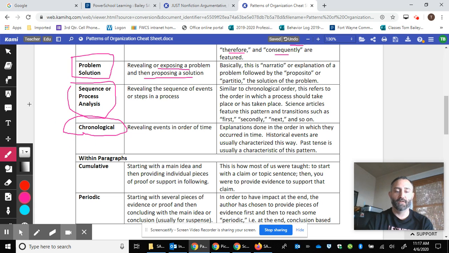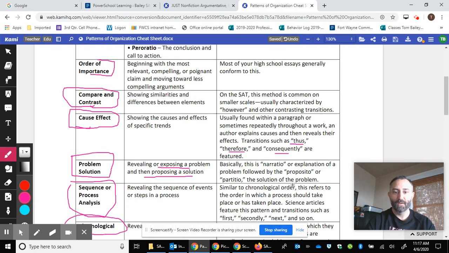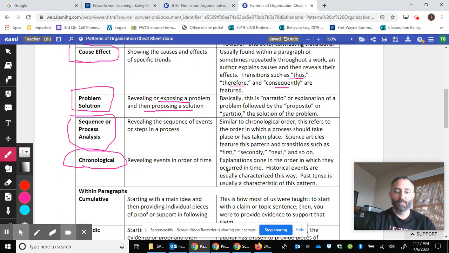Chronological then is another logical one that people follow, and specifically explanations are done in the order that they occurred in time. So those are the big ticket ones. And that's all I'm going to address right now.